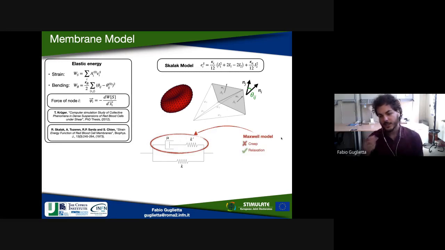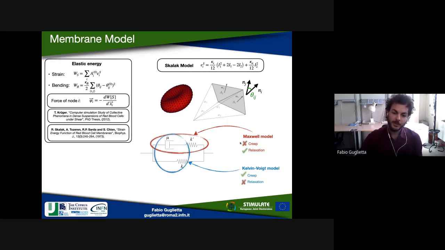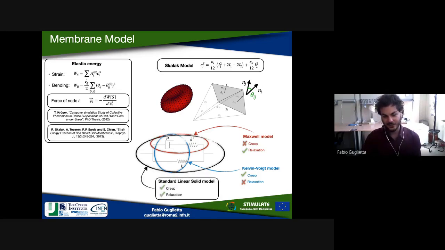This model can describe the relaxation process, but it cannot describe the creep experiment. But if we connect the dashpot and the spring in parallel, we have the Kelvin-Voigt model, which can describe, on the contrary, the creep, but not the relaxation. So the next step is trying to, for example, put the dashpot and the spring in series and put them in parallel. The result could be that it cannot describe either the creep or the relaxation, but luckily that is not the case. It can describe both creep and relaxation. So this is the model that we need, the standard linear solid model.